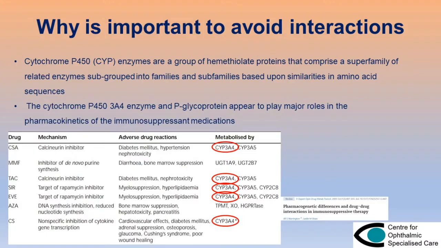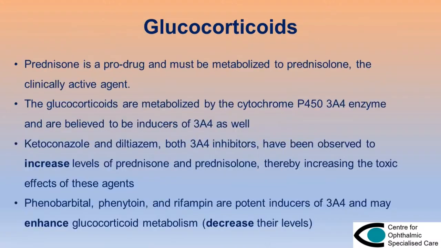As we can see here in this table, a lot of immunosuppressive agents are metabolized via the cytochrome P450 3A4. For example, cyclosporine, tacrolimus, and the corticosteroids. So this means that most of our drugs can interact with this cytochrome and create drug-drug interactions.